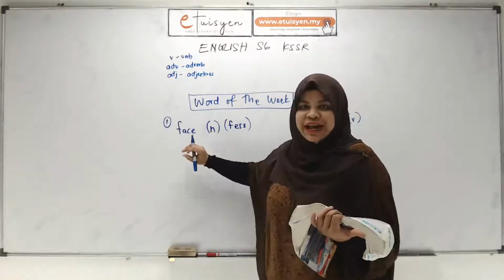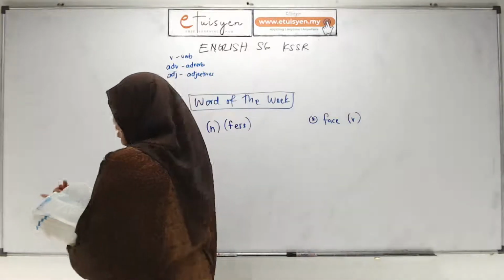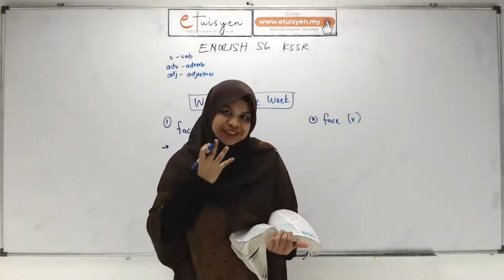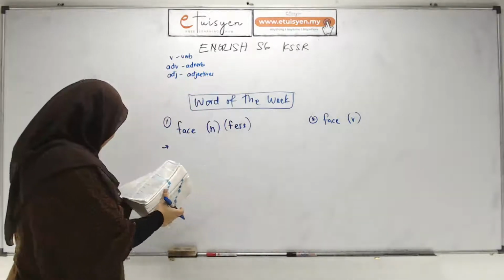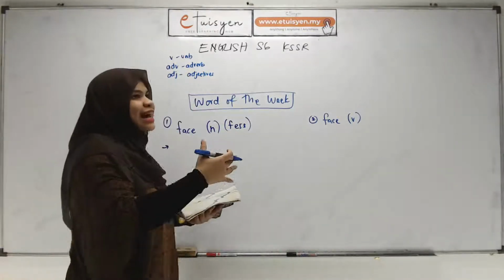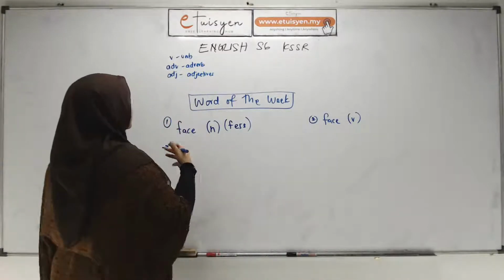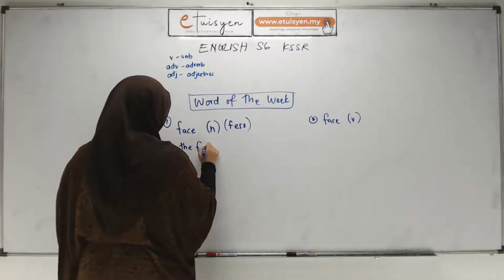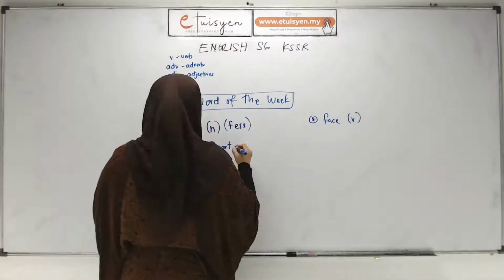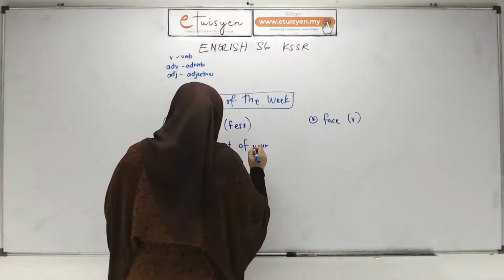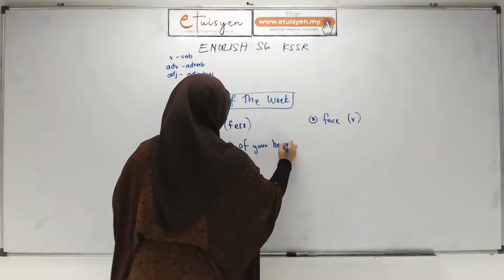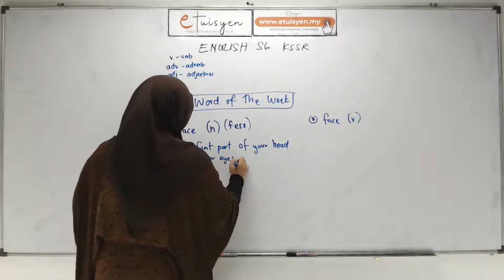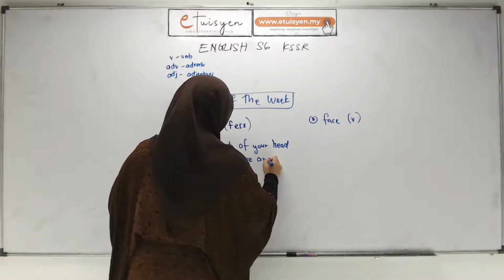Alright, so face, yang noun ni, apa nama? Yang ni kalau dalam ayat panjang nak explain, okay, kalau translate dalam bahasa Melayu, muka. Okay, face tu adalah muka. Tapi untuk nak tulis dalam description in English, how do you explain what is a face yang noun? Alright, so this is the front part of your head where your eyes, your nose, and mouth are.